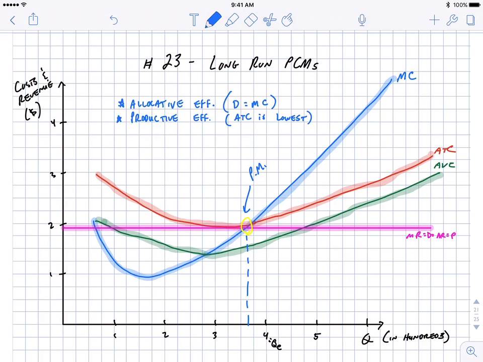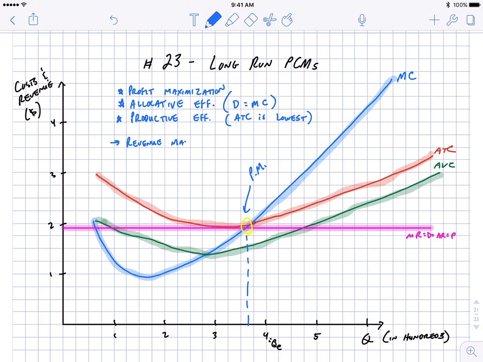So we have profit maximization, allocative, and productive efficiency all at the same point. This is the only market structure that you will see that will have those all in common, and those are definitely important to consider when looking at efficiencies in a marketplace.